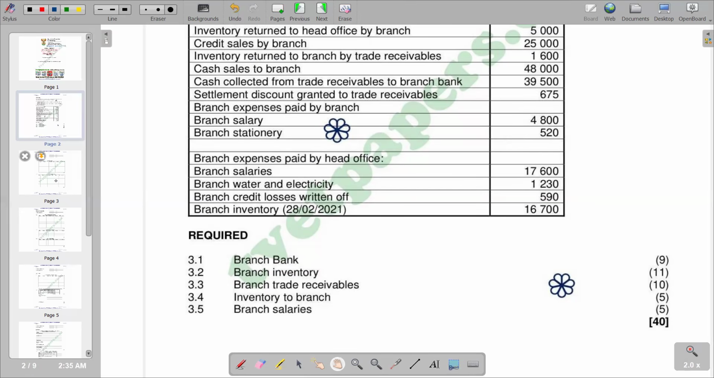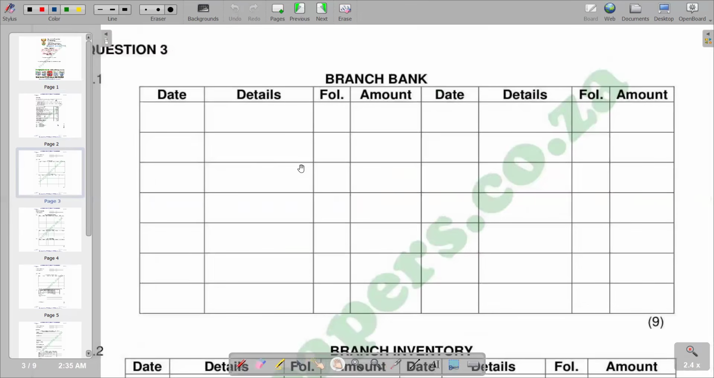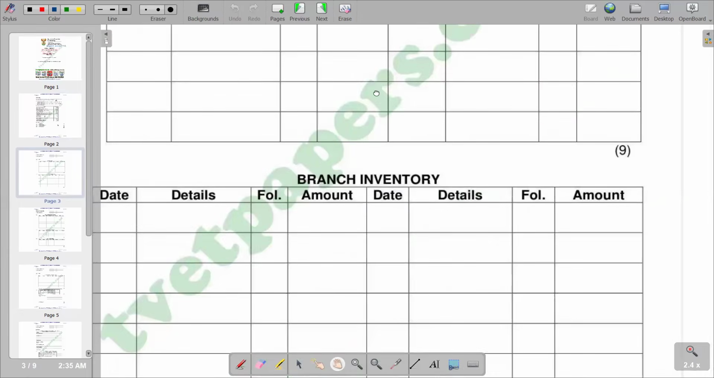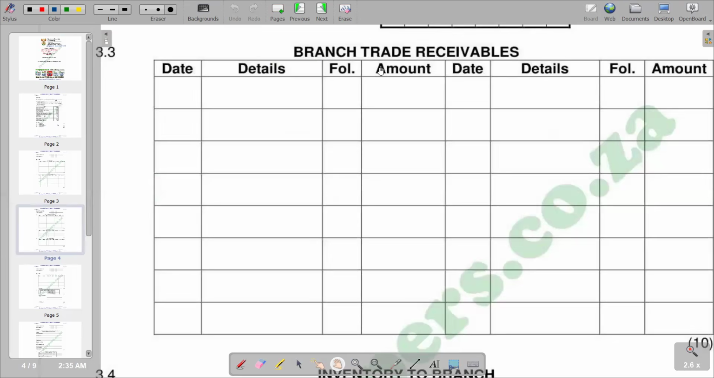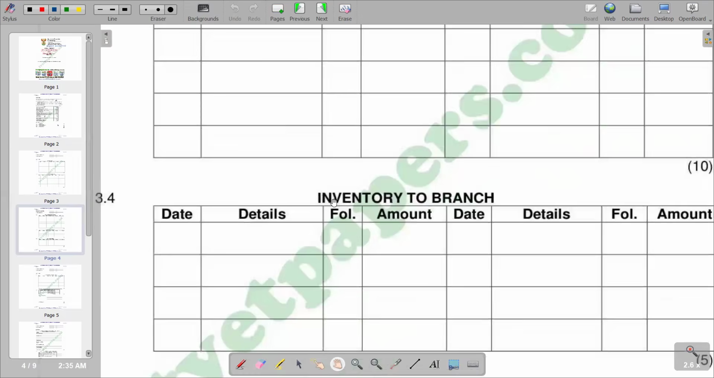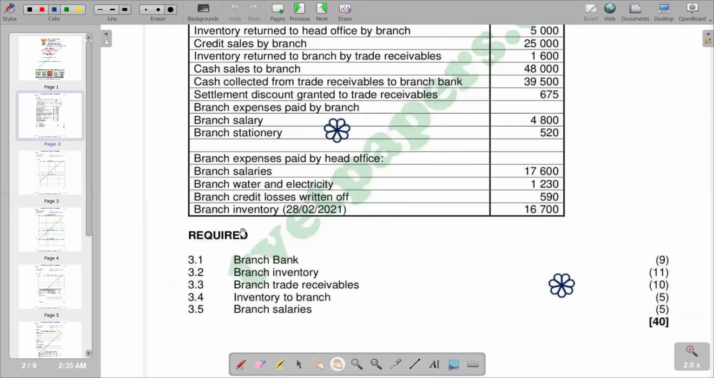So I'm going to our answer section. You'll see that this is going to be our answer section, whereby we have put our branch bank and then branch inventory. Going down, you see that we have a continuation whereby we've got branch trade receivables also, inventory to branch, and we have got branch salaries. So these are the ones that we have.